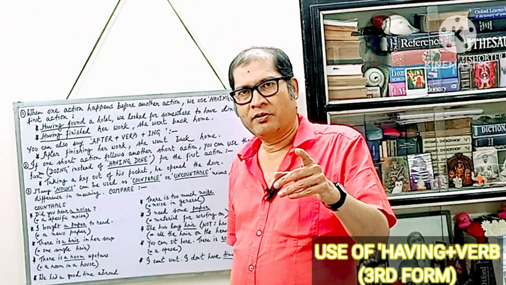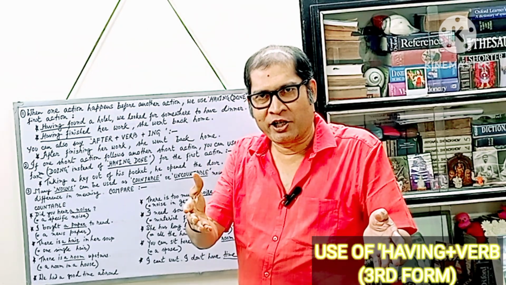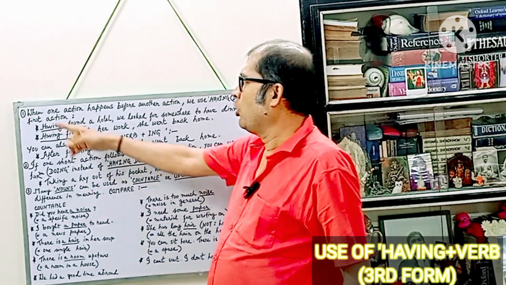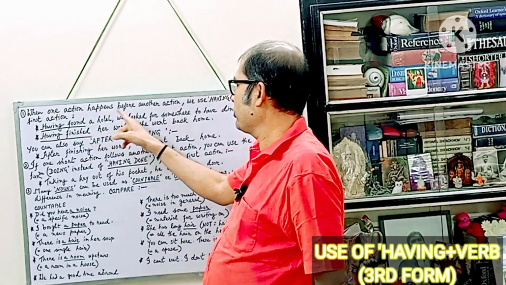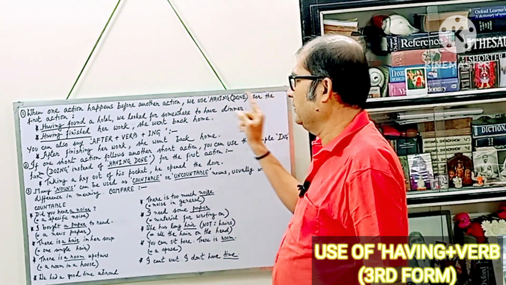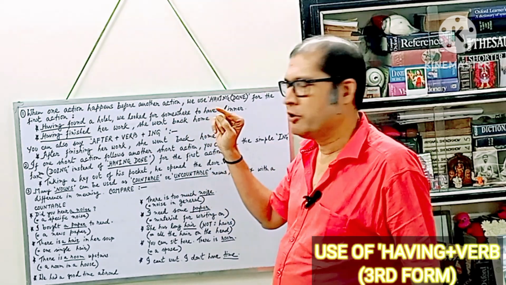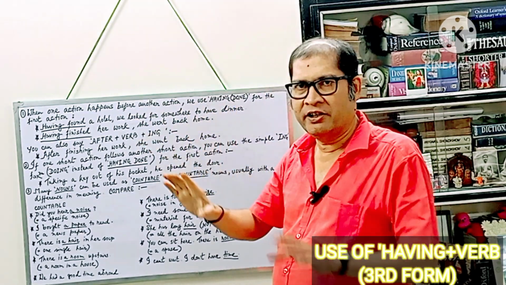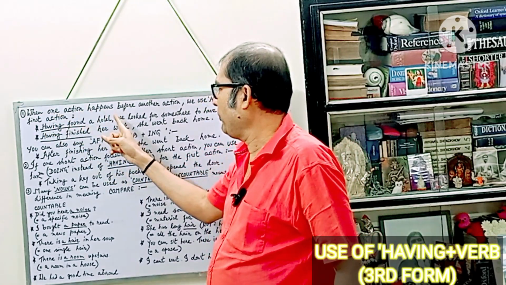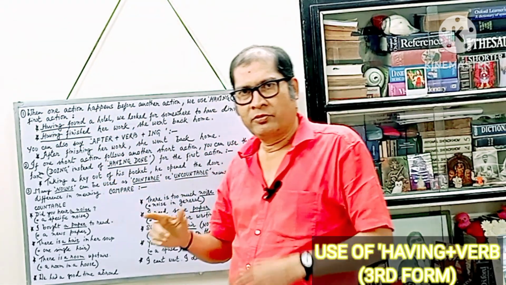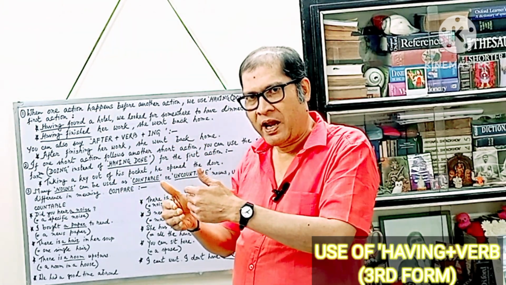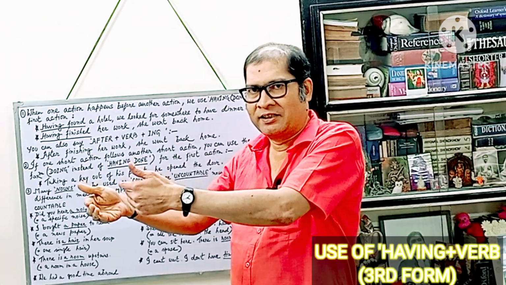Please, my dear friends, may I invite your attention to the whiteboard? See, what is there? When one action happens before another action, we use having done for the first action. It's written in simple, clear language. When one action happens before another action, a sequence of actions. Say one action takes place, and then another action starts.